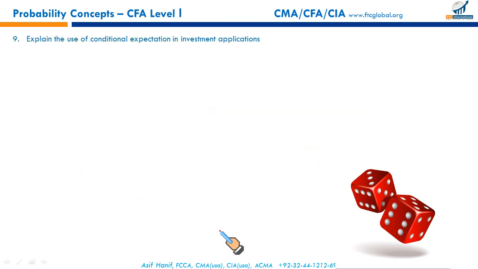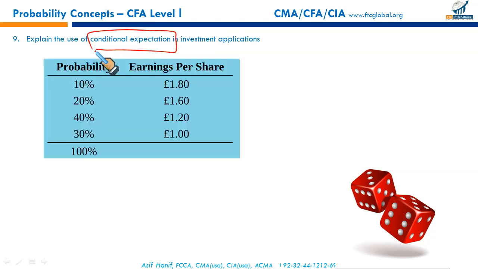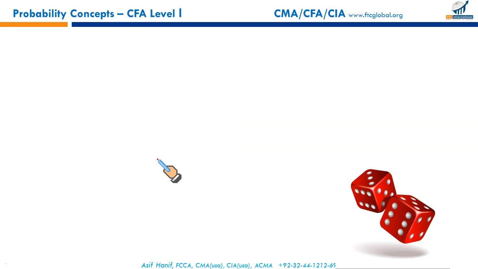Next, explain the use of conditional expectations in investment application. Conditional expectation. Expectation or expected value of a random variable basically is the weighted average of possible outcomes. These are the possible earnings. Probability weighted means probabilities are being used as weights. 10% weight has been given to this earning, 40% weight to this. So if you simply calculate the EV by multiplying these probabilities with the individual earnings, it will give you the expected value of your earnings. A straightforward thing. We have done it many times in your elementary classes.